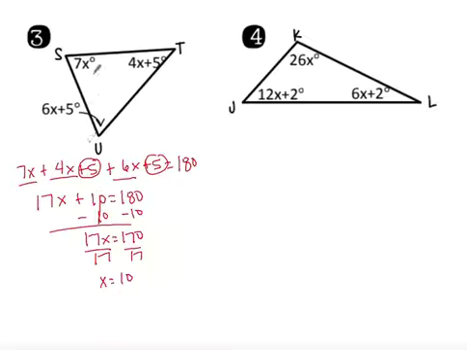So to check my answer, I should be able to plug in 10 for my x in each of these angles, and when I add up all those angles, it should give me 180. So that would turn this angle into 70. That would turn this angle into 45. And that would turn this angle into 65.